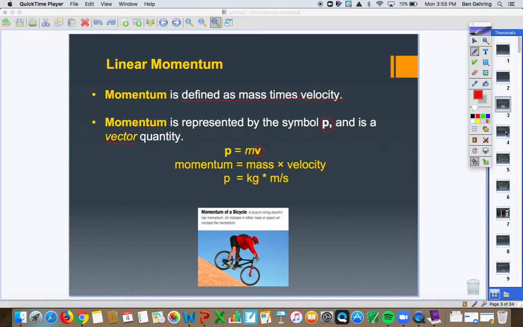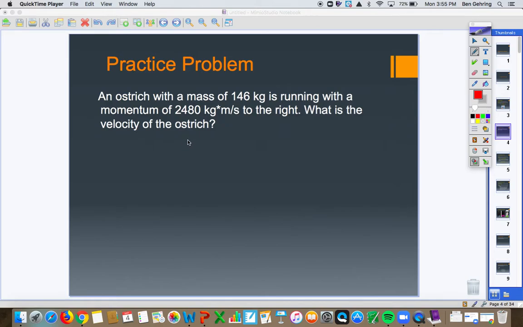Let's use this in a practice question, and then we'll continue on to talk about impulse. An ostrich with a mass of 146 kilograms is running with a momentum of 2,480 kilogram meters per second to the right. What is the velocity of the ostrich? So we know the mass equals 146 kilograms, and momentum equals 2,480 kilograms times meters per second, right?